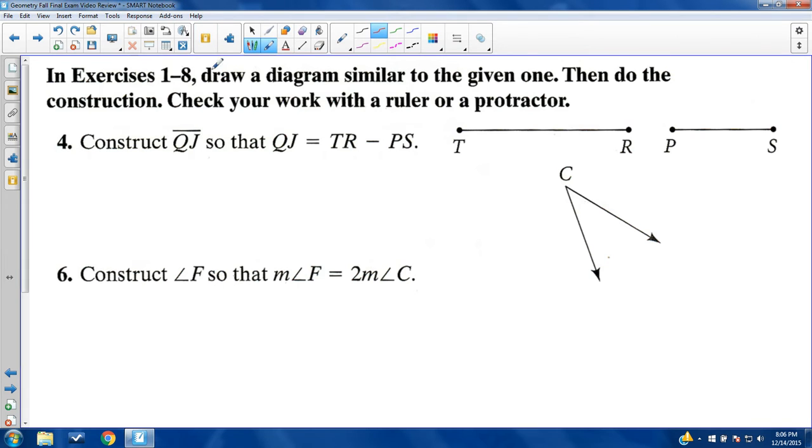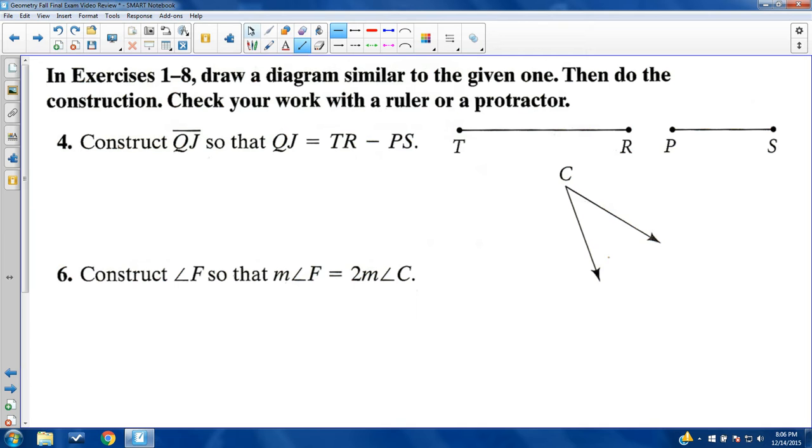In exercises 1 through 8, draw a diagram similar to the given one. Oh, okay, so they're already given. Then do the construction, check your work with a ruler or a protractor. Okay, so I'm not going to check it, but what I am going to do is construct segment QJ so that it's TR minus PS.